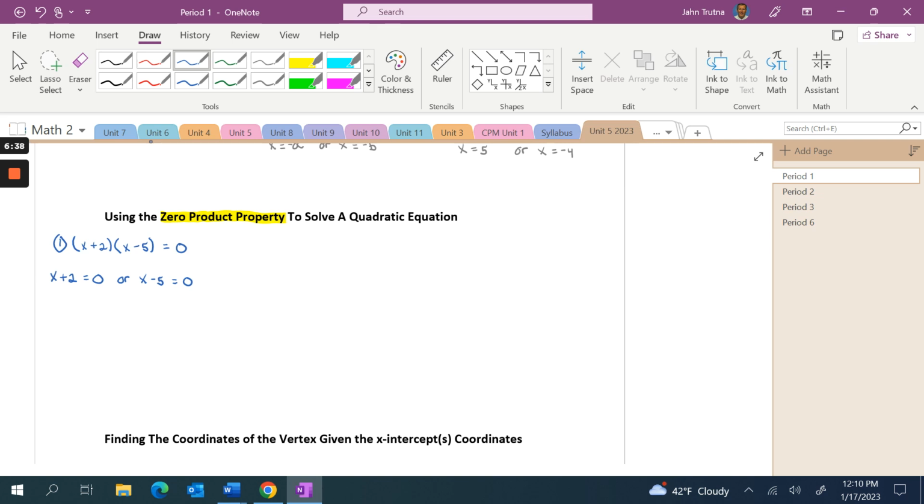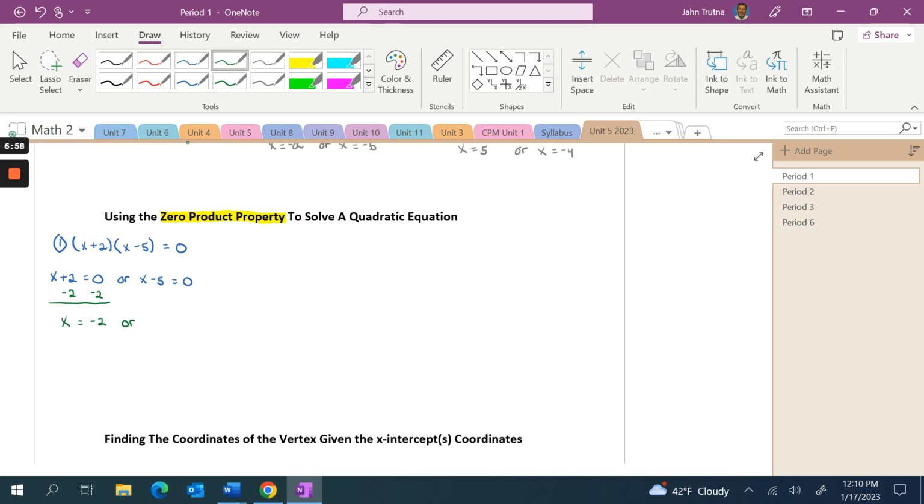Now, what I do at this point is I solve each of these two equations out separately. So solving the x plus 2 equals 0 equation, I'm going to subtract 2 from both sides of the equation, and that means that x is equal to negative 2.